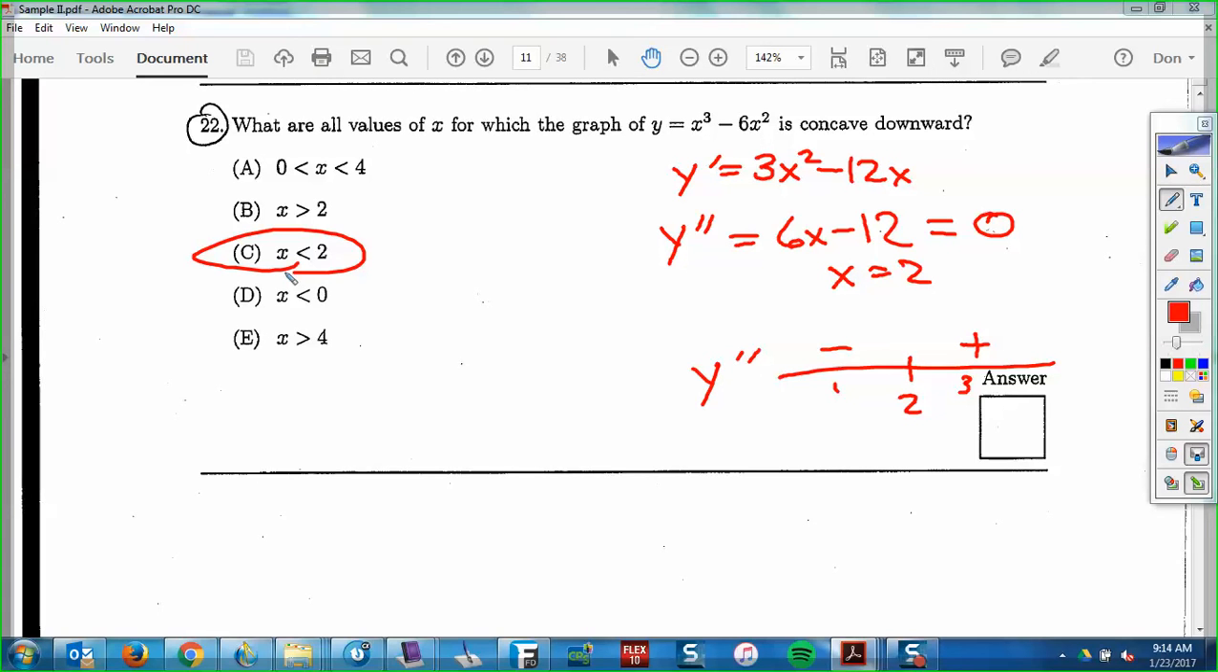Because if an A is a 65%, we can afford to miss a few, right? You can afford to miss a few. But you can't afford to miss the easy ones.